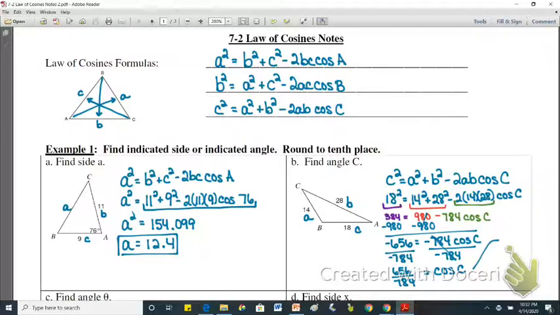So this is going to come over here and I'm going to end up with C equals cosine to the negative 1 of that fraction, which was 656 over 784. And I'm going to type that in my calculator, second cosine, that fraction, and I should get C is 33.2 degrees.